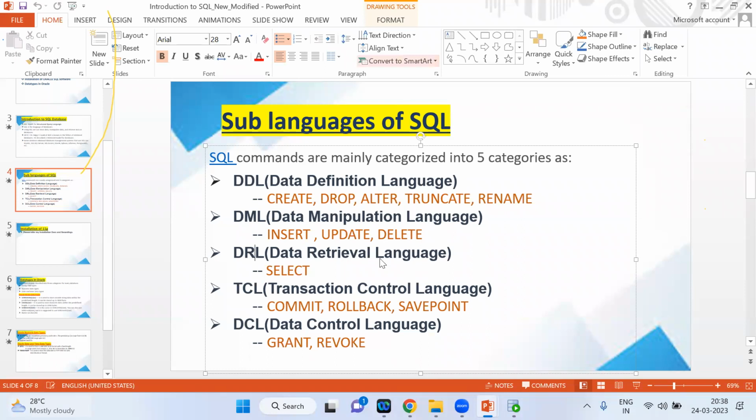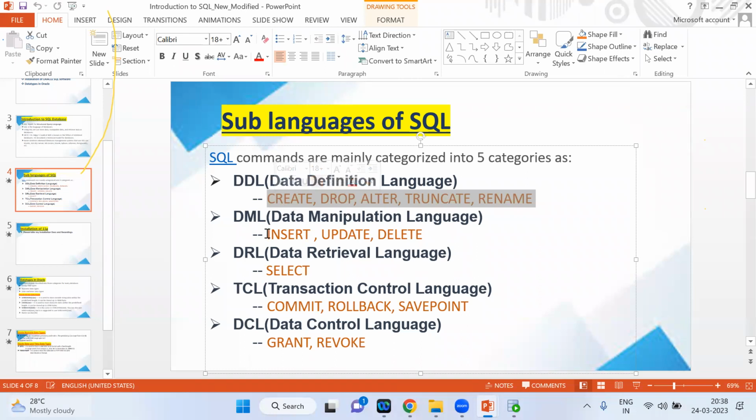Okay, guys. So what we are going to learn as part of your SQL is DDL. DDL means data definition language. In DDL, the commands that come are create, drop, alter, truncate, rename. These are the 5-6 commands that come in DDL. We are going to learn all these topics one by one.